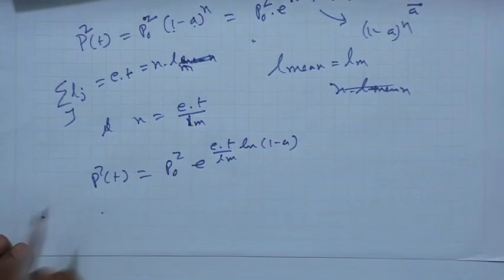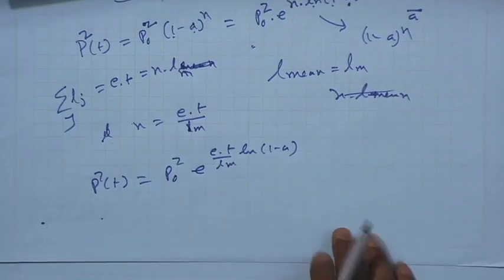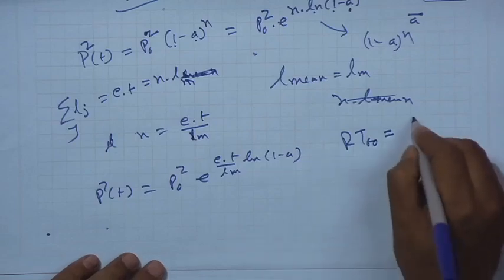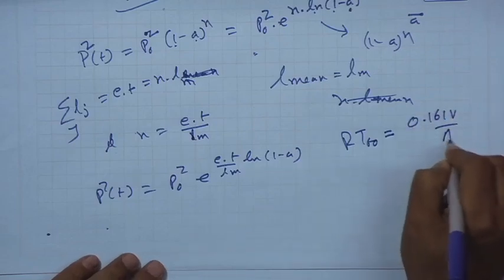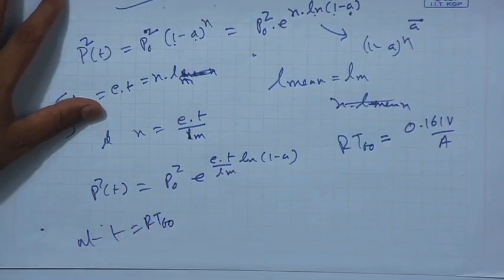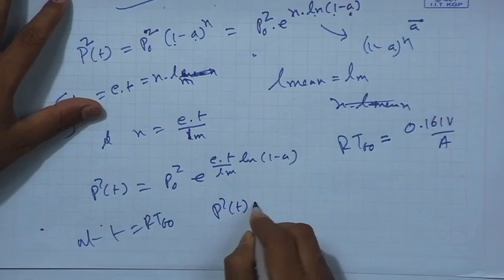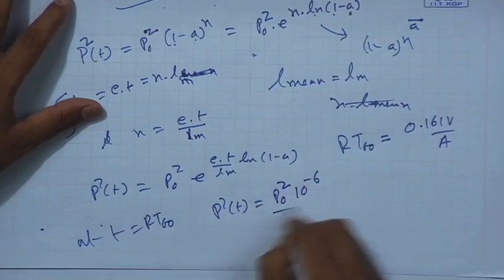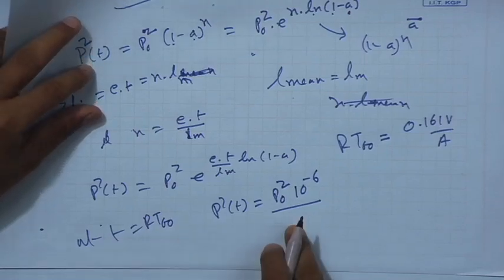Okay. So, what is RT60? RT60 is the reverberation time, given by 0.161 V by A. It is the time required for the pressure to decay by 60 dB when the source is off. So, at T equal to RT60, P squared of T is P0 squared into 10 to the power minus 6, that is, 10 to the power minus 6 times down.